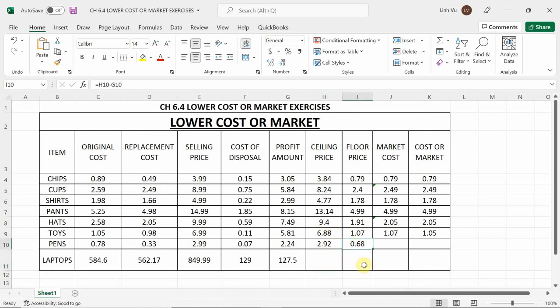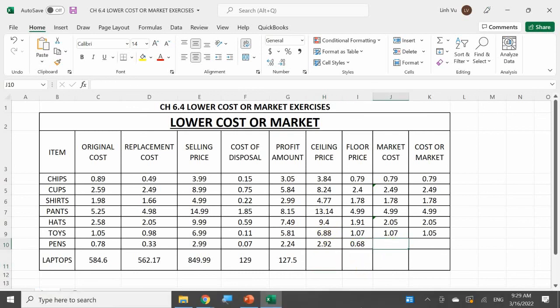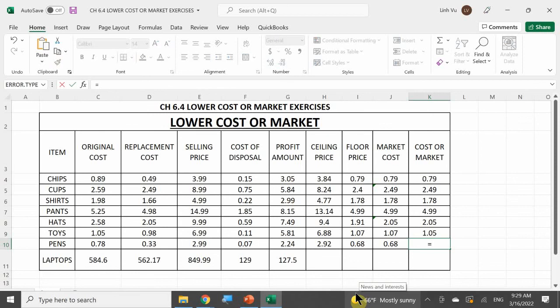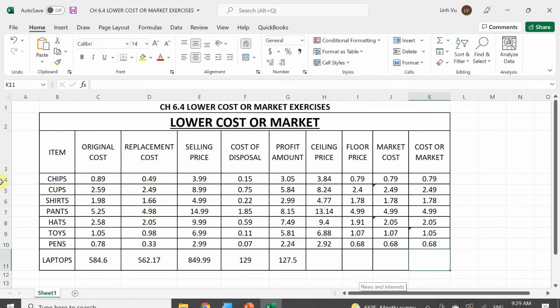There, 68 cents is given to you, and then it would be 68 again. 68 is definitely going to be there, right? Because which one's lower? 68 cents is lower. Yes. Okay.